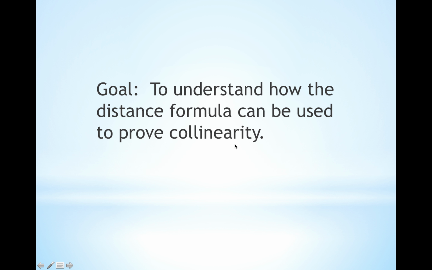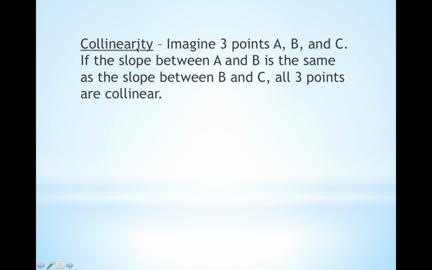Alright, so your goal today is to understand how the distance formula can be used to prove collinearity. Now, in the past, what we've done is this. We've looked at collinearity if we imagine 3 points, A, B, and C, and we looked at the slope. If the slope between A and B, which in this example is 4/10, which reduces to 2/5, is the same as B and C, and of course the line segments AB and BC share B, they're actually joined together, then it must mean that all 3 points are collinear because they're all along the same line with the same slope. That's how we used to prove collinearity algebraically. But we're looking at geometry right now. So we're going to look at something completely different.